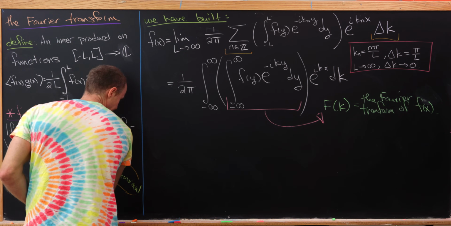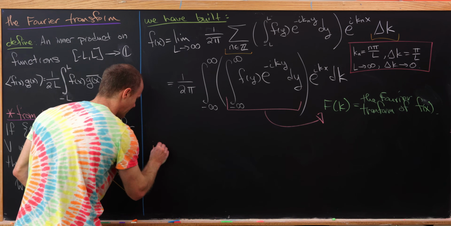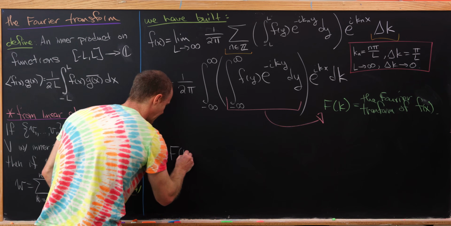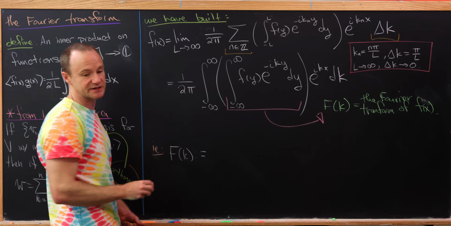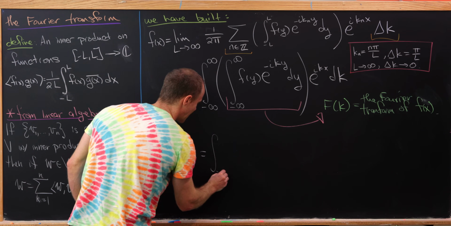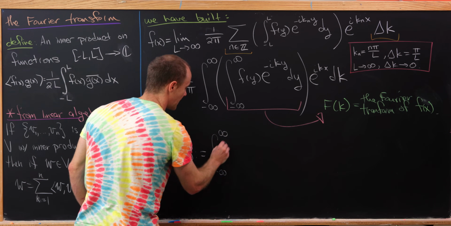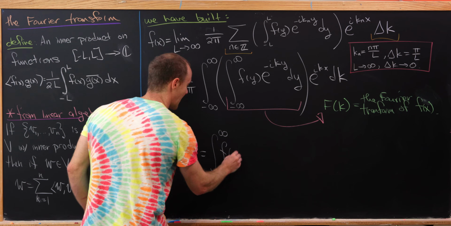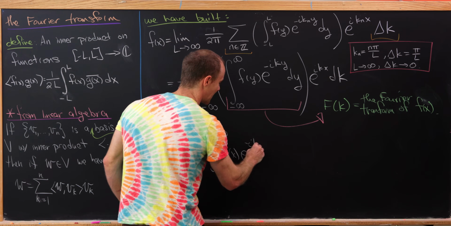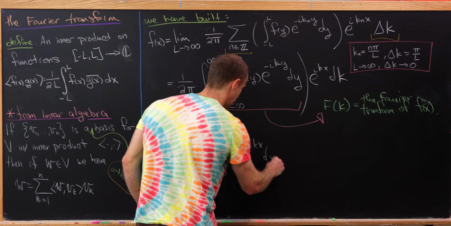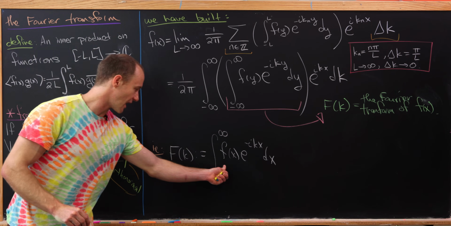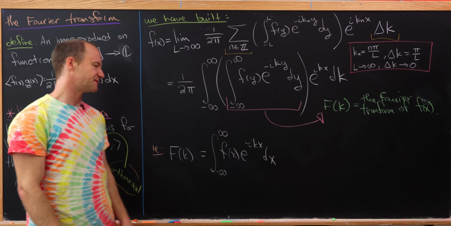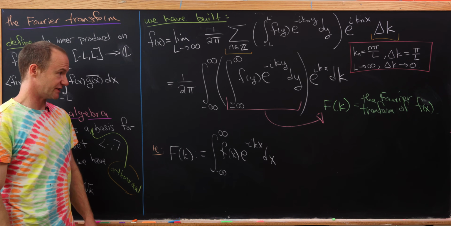So in other words, we could come down here and put a little summary statement. So we have f hat of k defined to be the integral from minus infinity to infinity of f of, well, this has a y in it, but I'm going to replace it with an x, e to the minus i k x dx. So that's how to arrive at the Fourier transform of a function. You integrate it after it's been multiplied by this complex exponential.